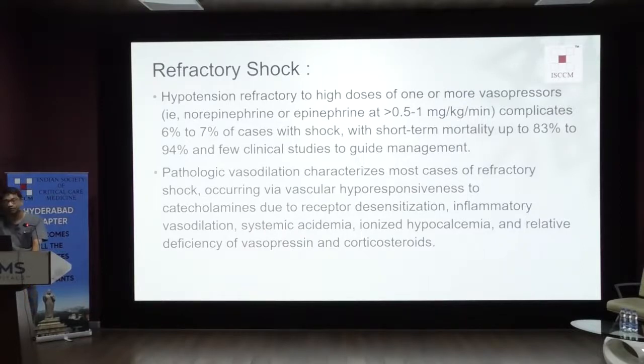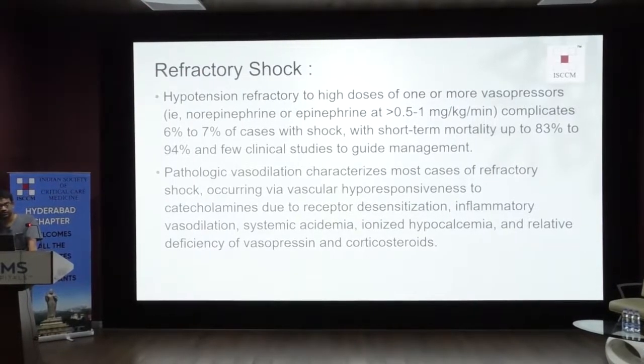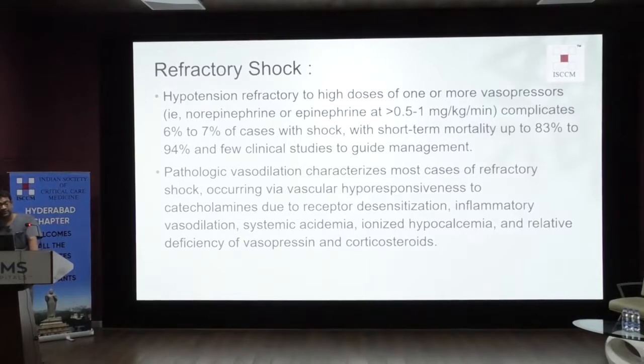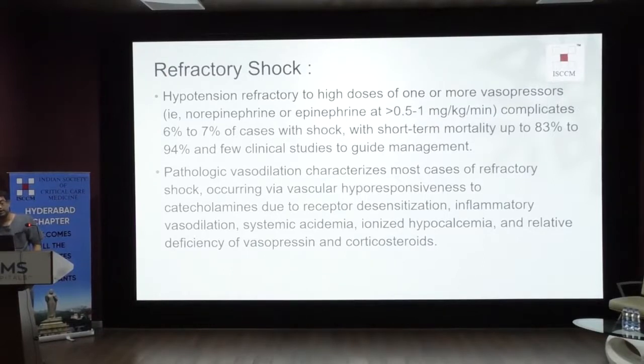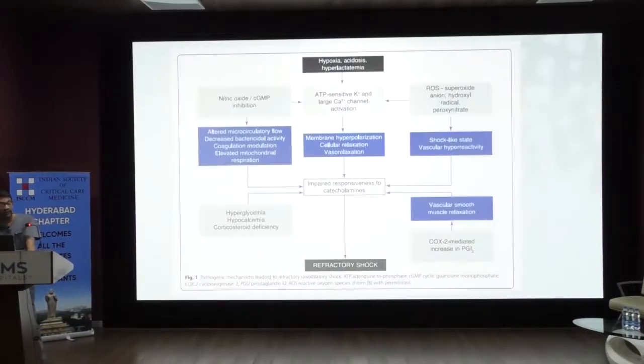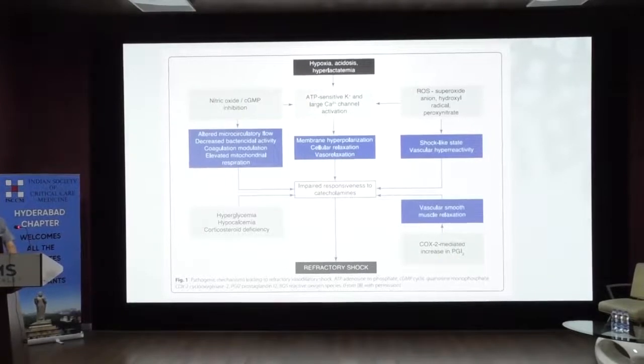Every ICU has their own protocols: when to add a second one, a third one, any resuscitation. There are 2 slides on this. Refractory shock is pathological vasodilation. Most cases occur via vascular hyporesponsiveness to catecholamines due to receptor desensitization or inflammatory vasodilation, maybe systemic acidemia, ionized hypocalcemia, and relative deficiency of vasopressin and corticosteroids. The slide shows the mechanism of refractory shock.